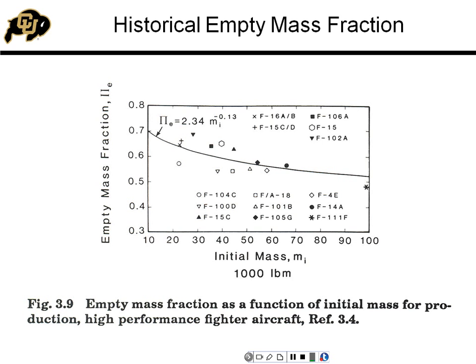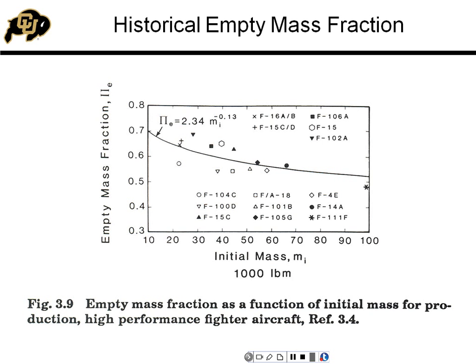You have some sort of frame of reference. You say, I know aircraft in my approximate class, approximate size, approximate mission, whatever. You pull up a chart like this, and there's a curve fit through some historical data. And, of course, there's a lot of variance. It doesn't always fall on the curve. But what you see here is an empty mass fraction as a function of initial mass.